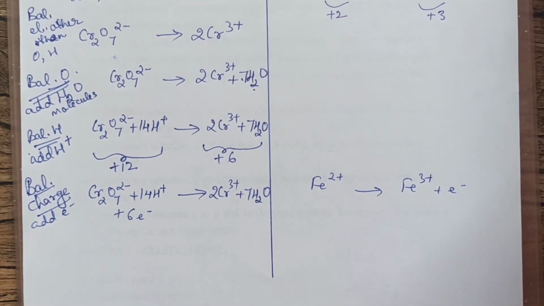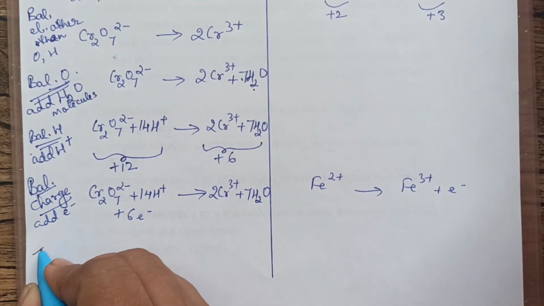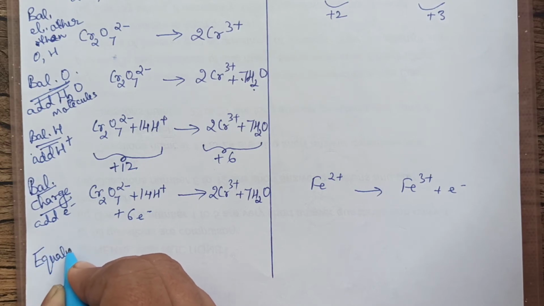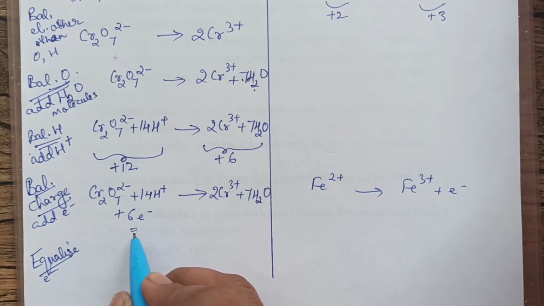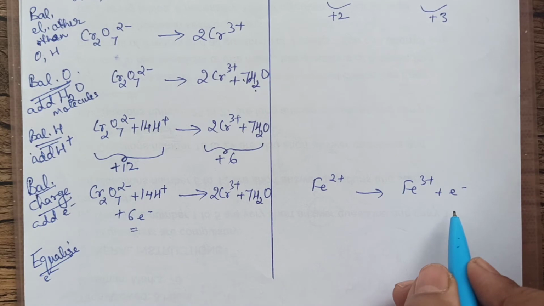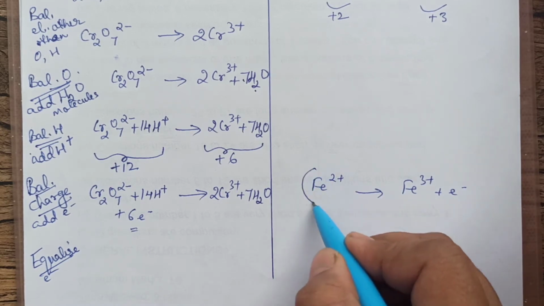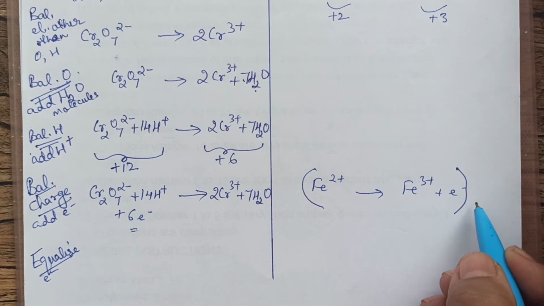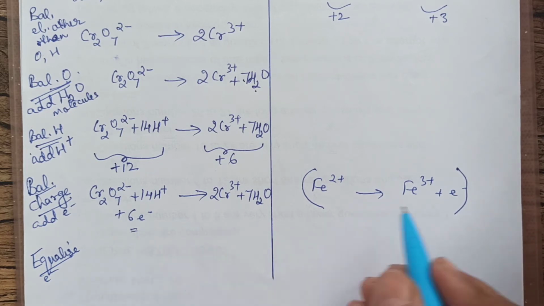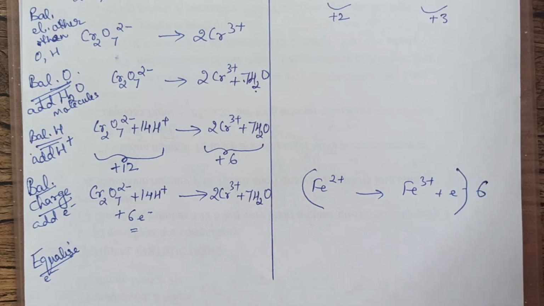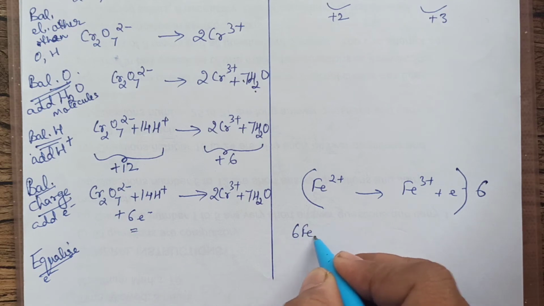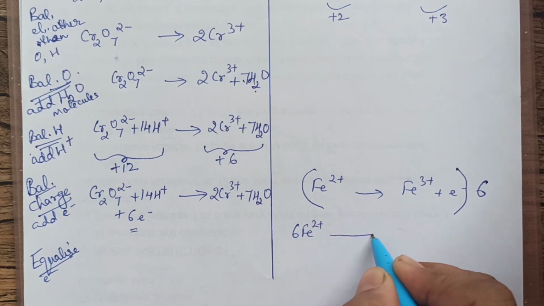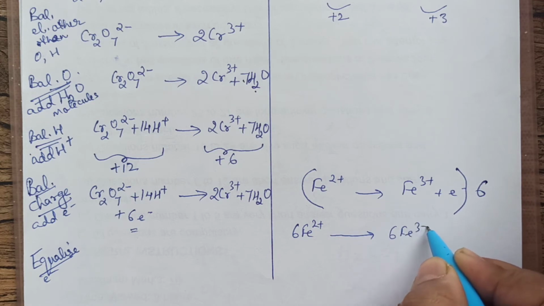Now what you have to do is equalize the electrons. On the left hand side you have 6 electrons gained, and on the right hand side the loss is of 1 electron only. So you need to multiply the right hand side equation with a suitable number such that loss and gain are equal. If we multiply this with 6, then the loss is also 6. So you will rewrite the whole equation. 6 Fe2+ will form 6 Fe3+ plus 6 electrons, right?